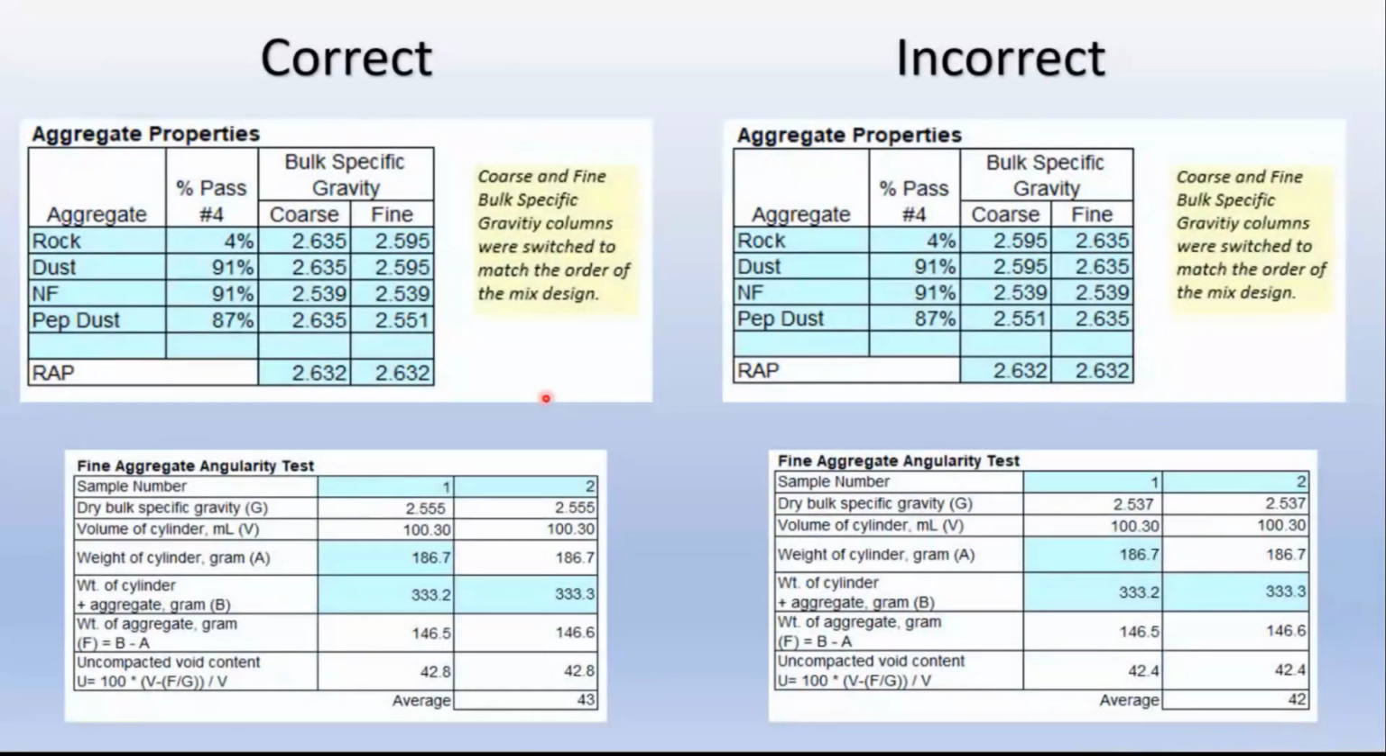This is what happens if the columns are switched around. Here's the correct way to type it in. And then over here, I have the 2 columns switched. So you see that your dry bulk specific gravity numbers are different. And in this case, it worked out in their favor. They thought they were getting an FAA 42, but in reality, it was an FAA 43 after the problem was noticed and the workbook was corrected.